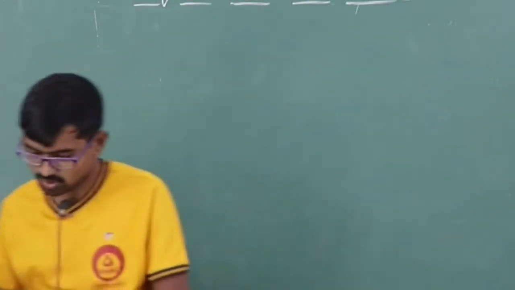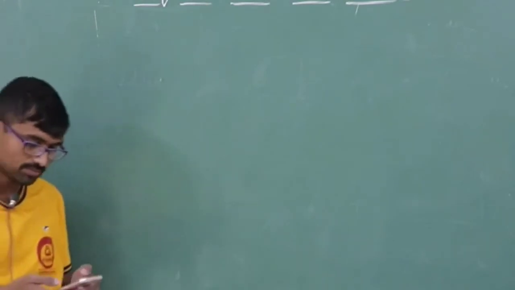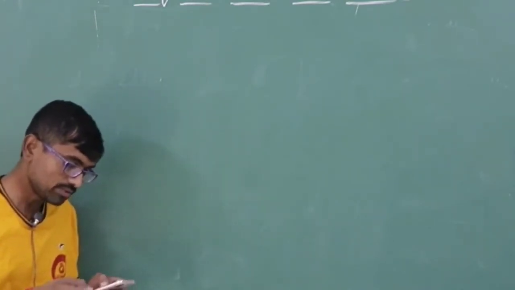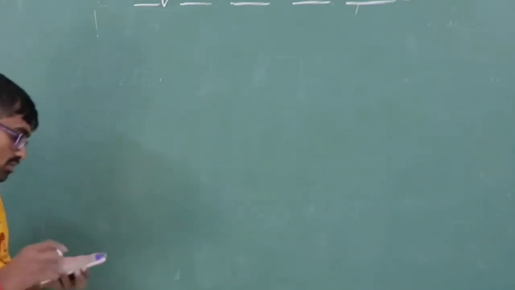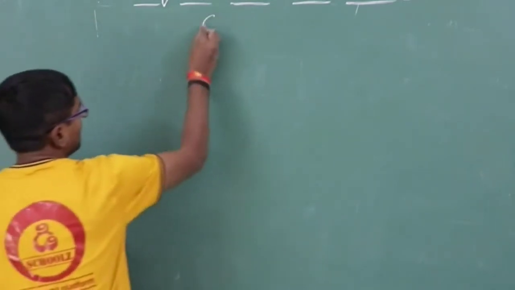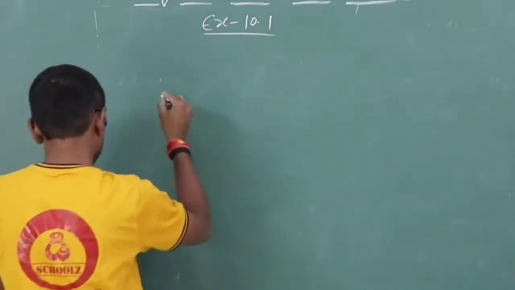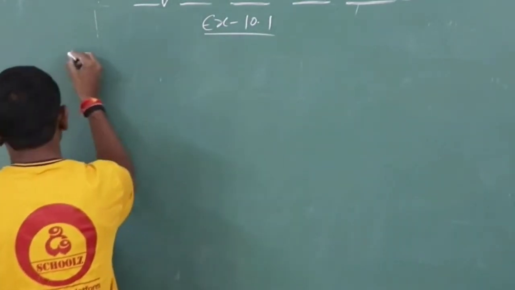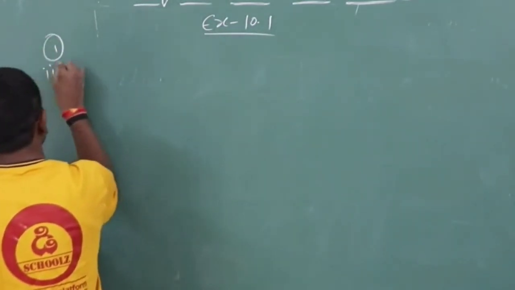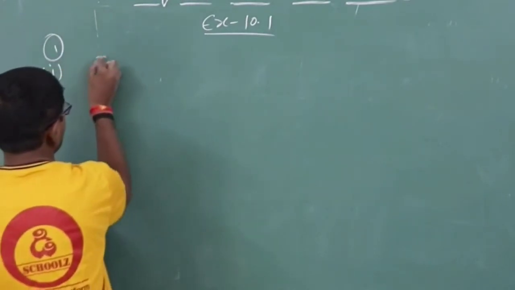So from exercise 10.1 only I am taking the problem. Here we have the question. This is exercise 10.1, second one. First bit, second one. Here, a given cuboid.